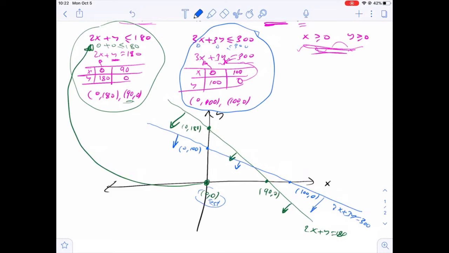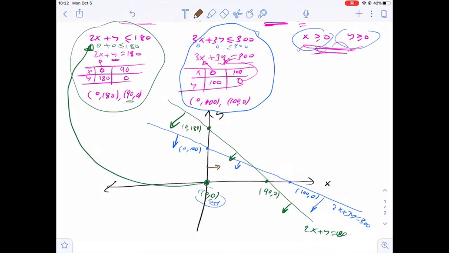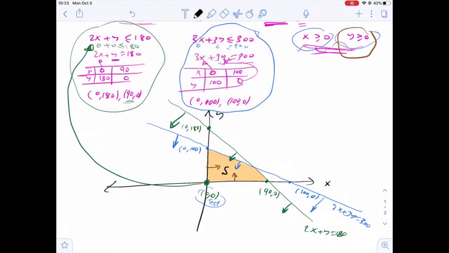Good. Now we have the other two conditions: x greater than or equal to 0, y greater than or equal to 0. We know that x greater than or equal to 0 means to the right of the y-axis. And y greater than or equal to 0 means above the x-axis. Now we have this region determined here. This is the region S.